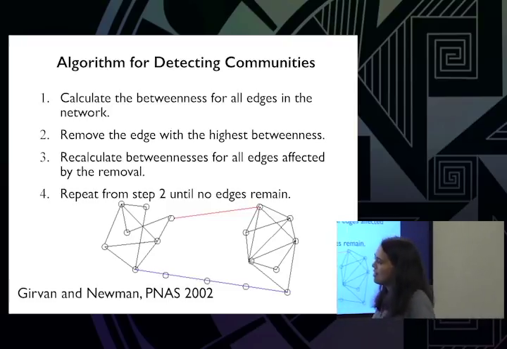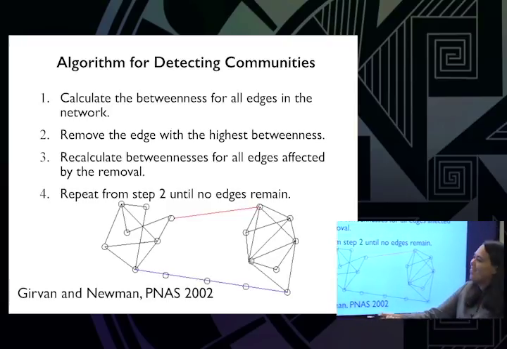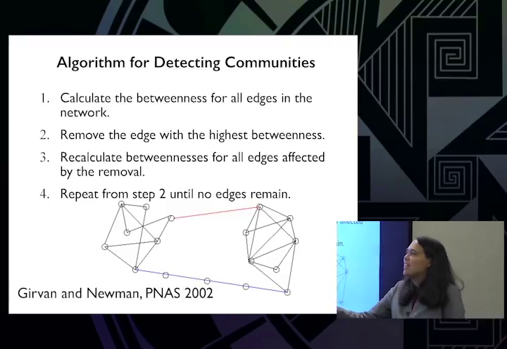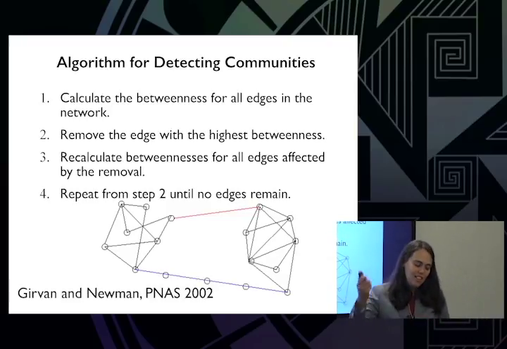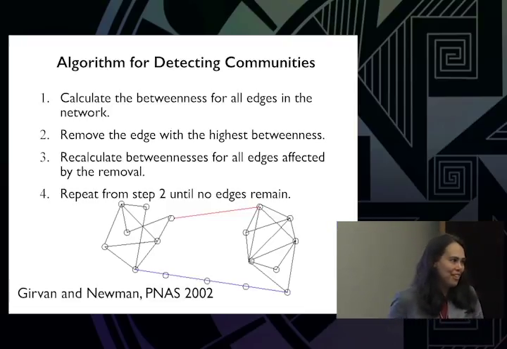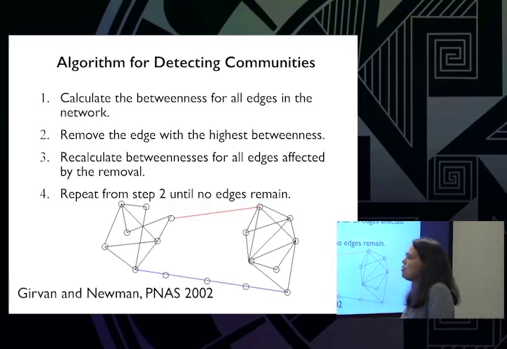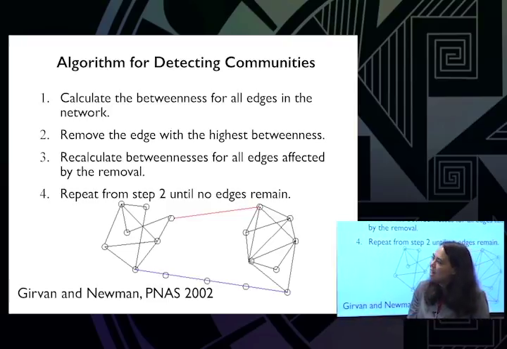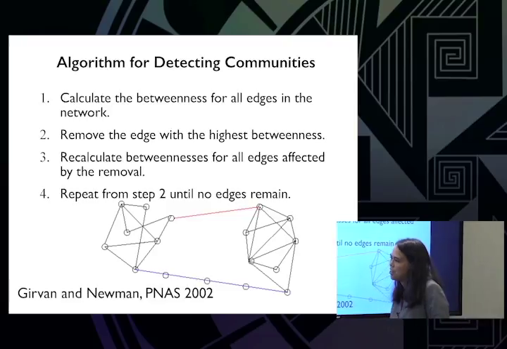It's not that hard if the network is, you know, in the thousands, tens of thousands. It gets really hard if we're in the millions of nodes. So we remove the edge with the highest betweenness, and then we recalculate all the betweennesses affected by the removal, and then we repeat from step 2 until no edges remain.